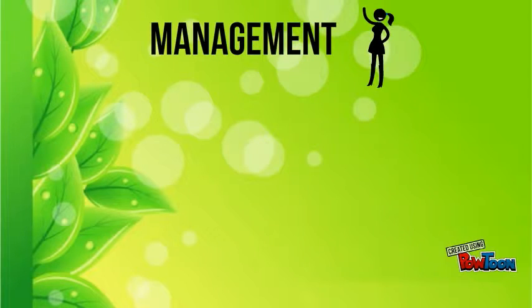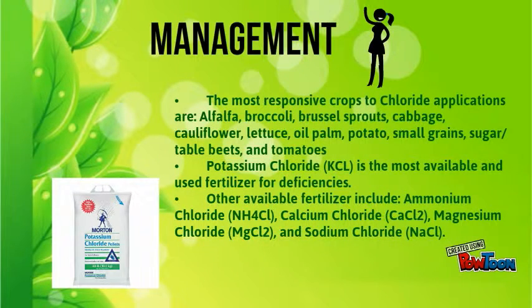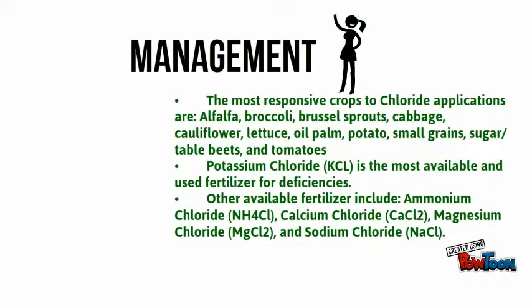After soil testing is complete, management is important. The most responsive crops to chloride management or mismanagement are alfalfa, broccoli, Brussels sprouts, cabbage, cauliflower, lettuce, oil palm, potato, small grains, sugar beets, and tomatoes. The most used and available chloride fertilizer is potassium chloride, although other fertilizers are also applicable.